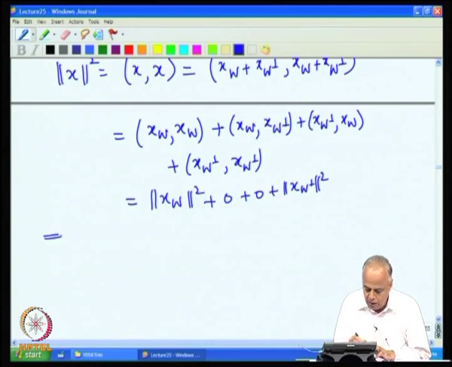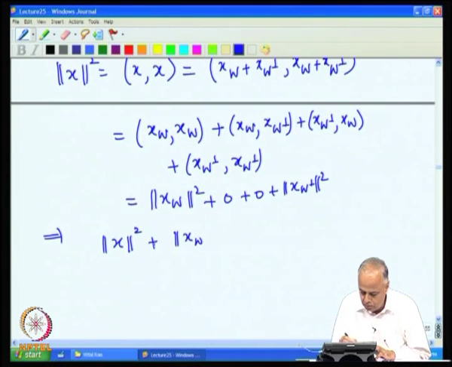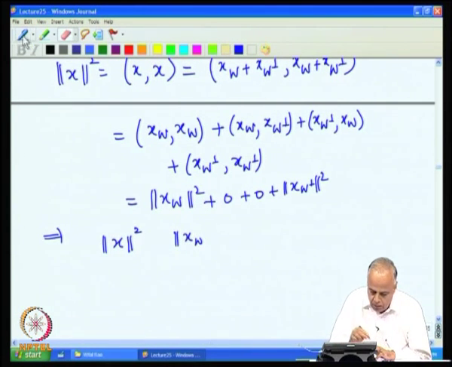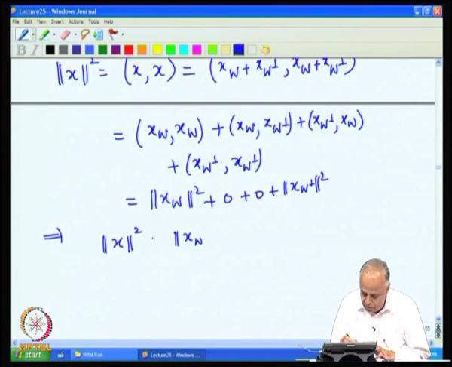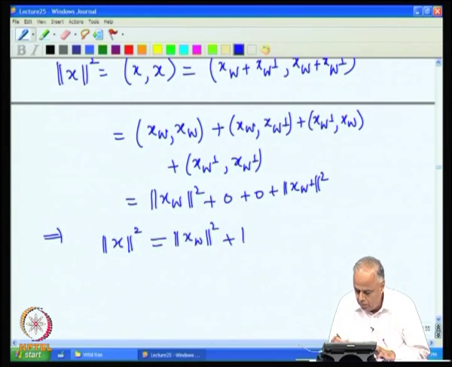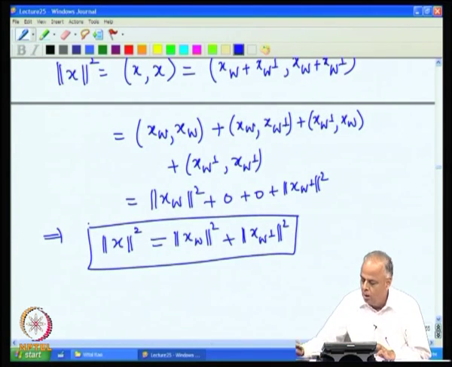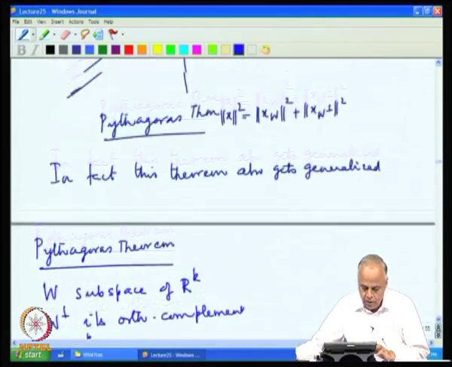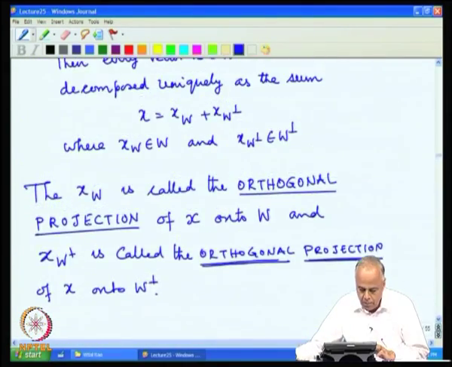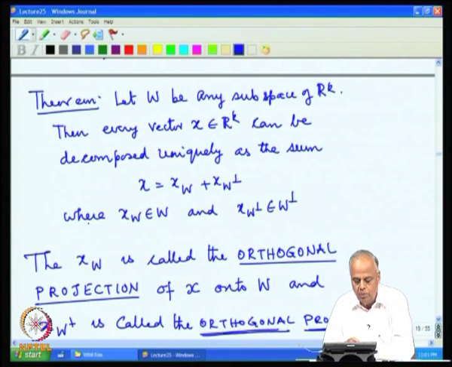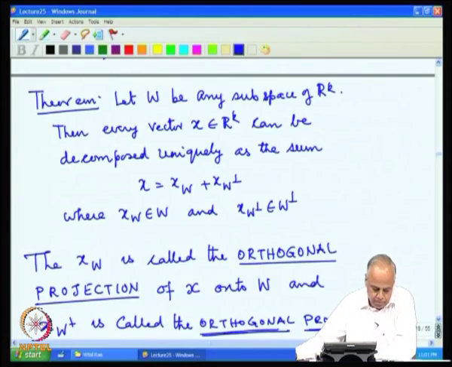And hence, we get the Pythagoras theorem: the length of x squared is equal to the length of x w squared plus the length of x w perp squared. So, now if you look at this theorem, any vector can be decomposed as x w plus x w perp, and norm x squared is equal to norm of x w squared plus norm of x w perp squared.